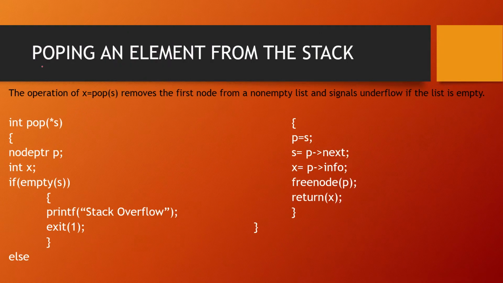So now we are writing an algorithm for popping an element from the stack on the basis of the previous example. The operation x equal to pop s removes the first node from the non-empty list and signals underflow if the list is empty. So before removing the element, we check whether there is some element to be removed. If there is no such element, then it prints the message stack underflow, not overflow, sorry, it is underflow.